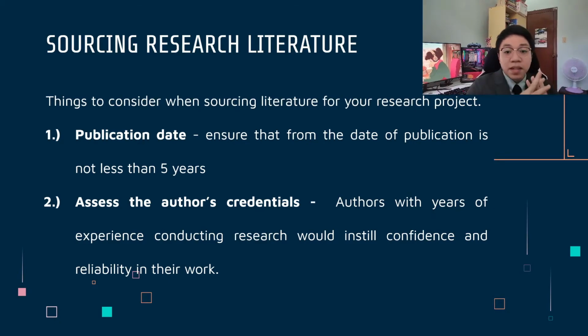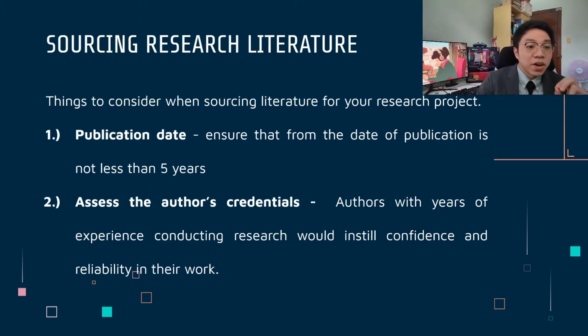First one would be the publication date. The researcher needs to ensure that the date of publication is not less than 5 years. Having a research that has its publication date not less than 5 years ensures that the data stated in that study is still updated, and it's not some random numbers that were inputted in that study.